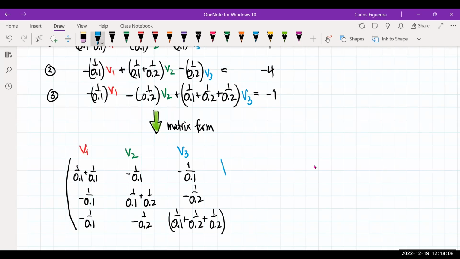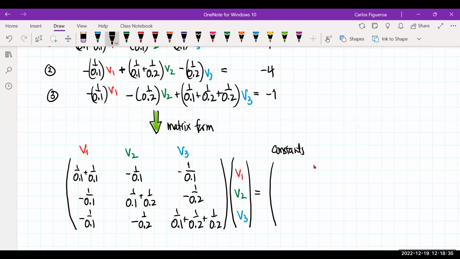So if I look at this guy, here's my matrix. And if I multiply this by a column vector, then this guy represents V1, V2, and this represents V3. And on this side, I'm going to have my constants. And we saw that the constants all equal what? 4, -4, -1. So this is my matrix right here.